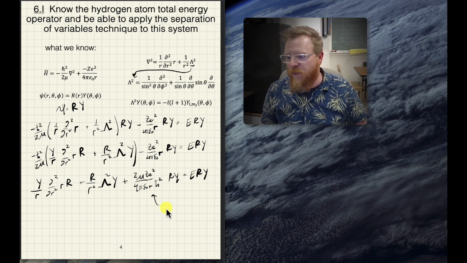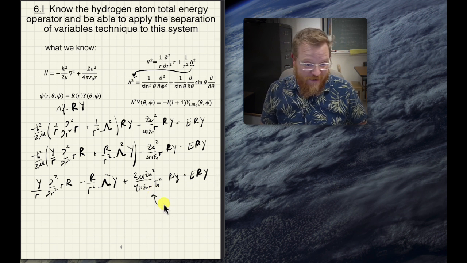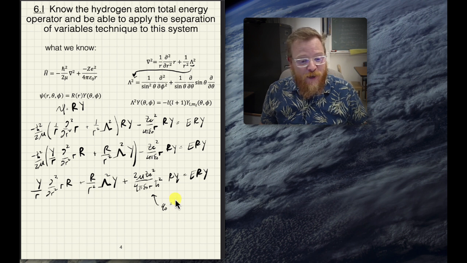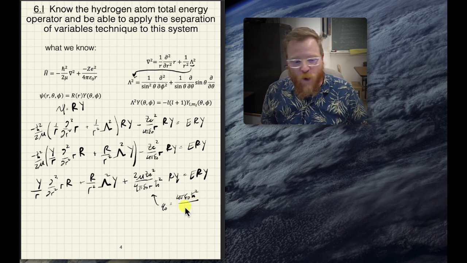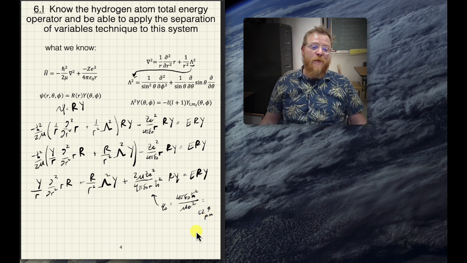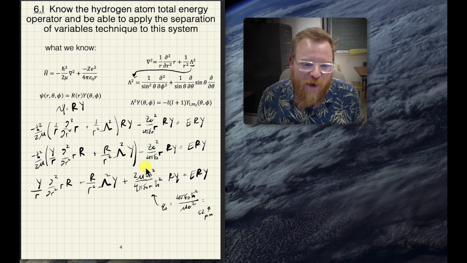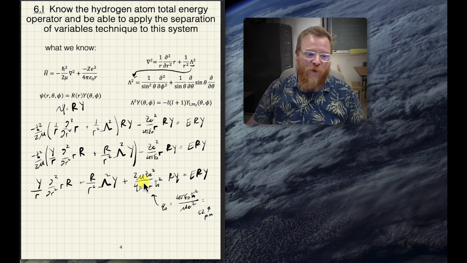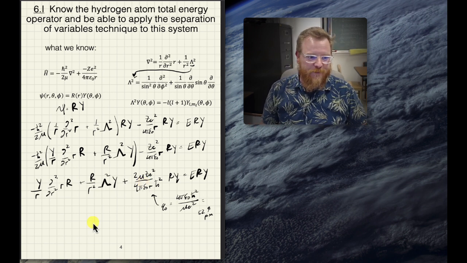Cool side note, the Bohr radius, a naught, is equal to 4 pi epsilon h bar squared all over mu e squared, which maybe we remember is 52.9 picometers. So we can see buried within all of these constants, we've got the Bohr radius. So that's kind of fun.